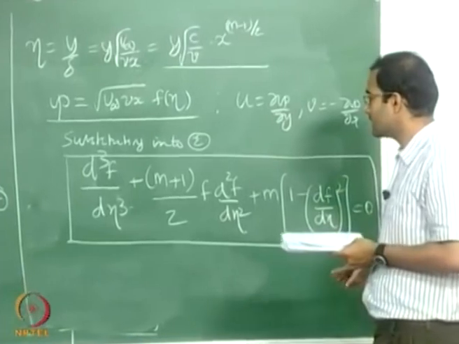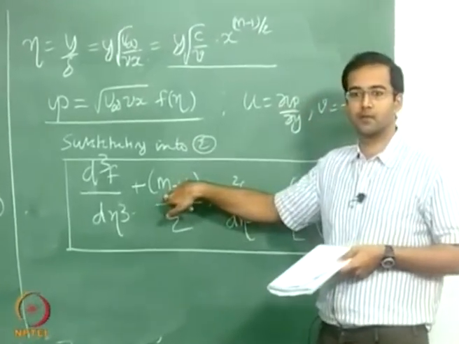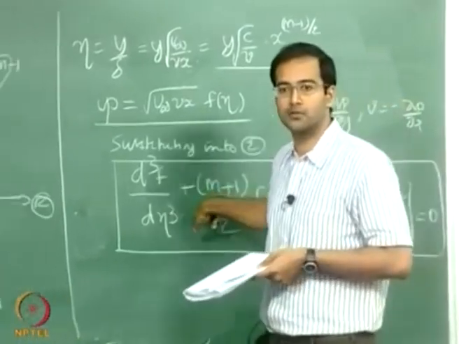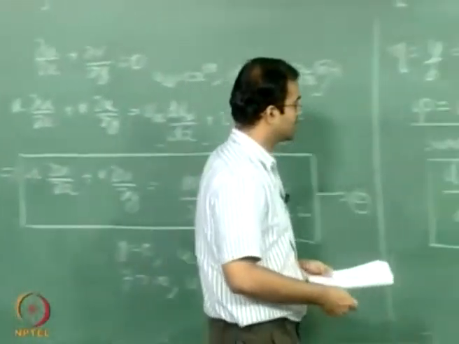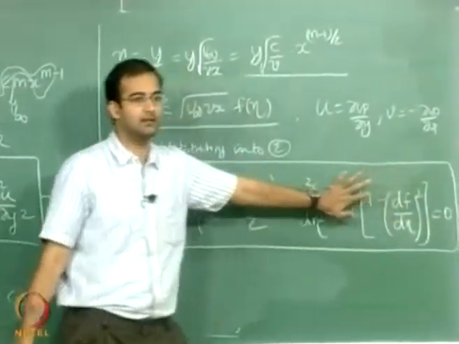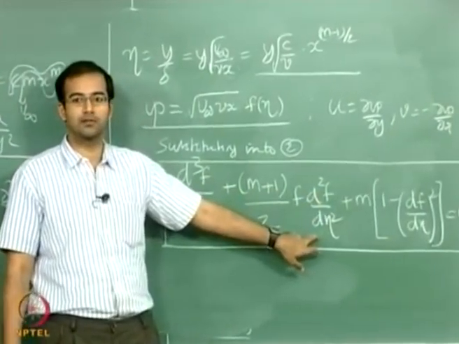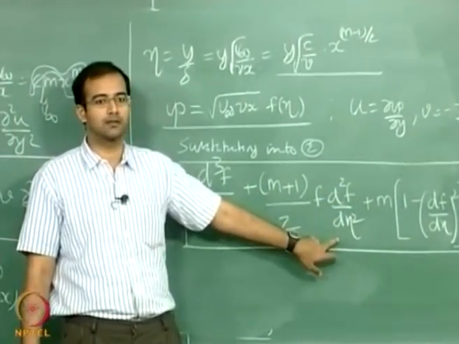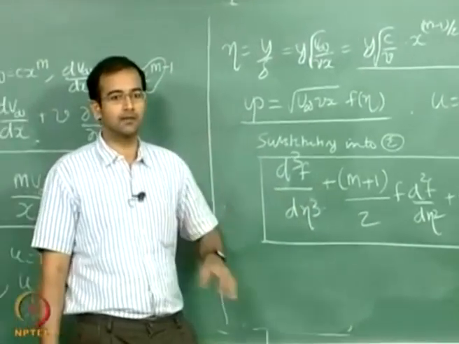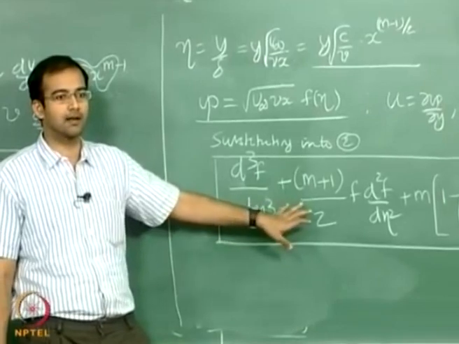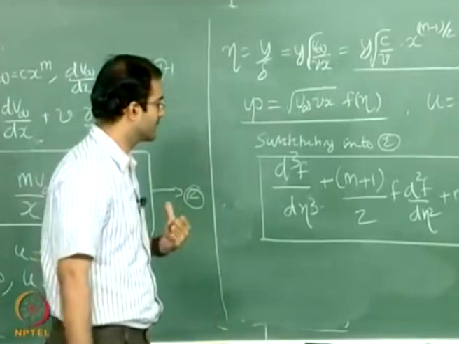So now you can see, here it is also a function of m. Now if you put m equal to 0, what happens? This term completely vanishes. You have 1 by 2 f d square f by d eta square equal to 0. So this is nothing but the Blasius solution. In fact, without even touching the Blasius solution, we could have straight away started from Falkner-Skan and shown Blasius solution as a limiting case.